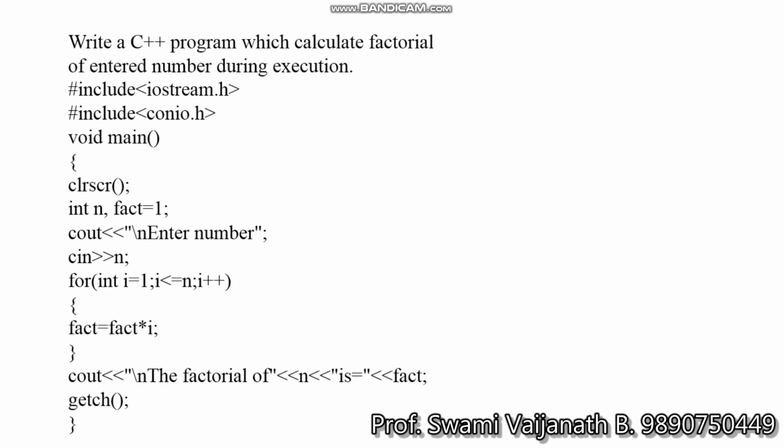Firstly, we need to know what a factorial is. Factorial is the multiplication of 1 up to that number. That is, suppose the factorial of 5 is 1 into 2 into 3 into 4 into 5. It is called a factorial. For that problem, the logic is produced with a for loop.